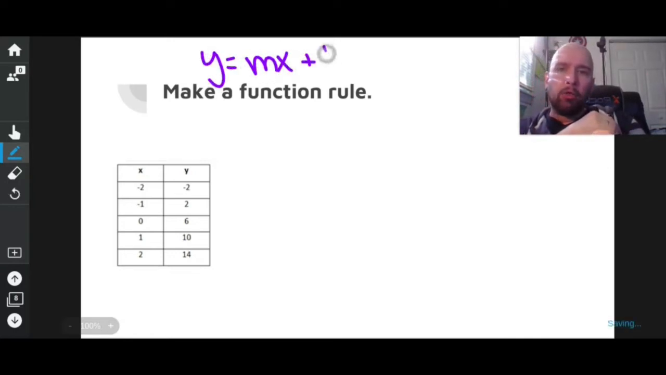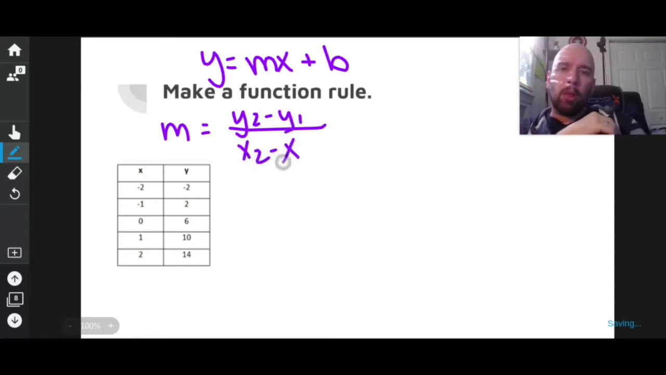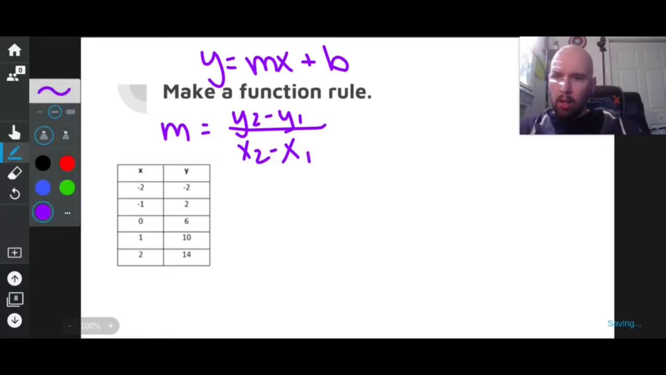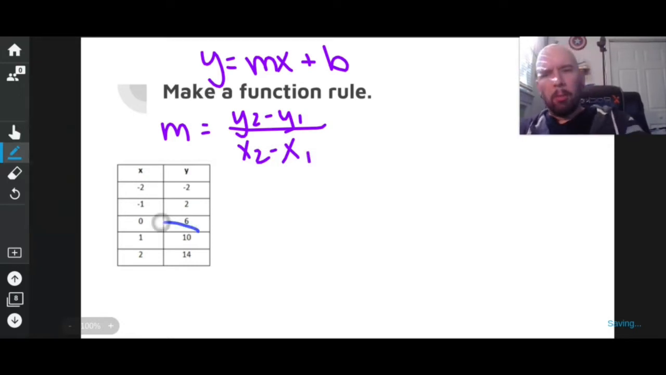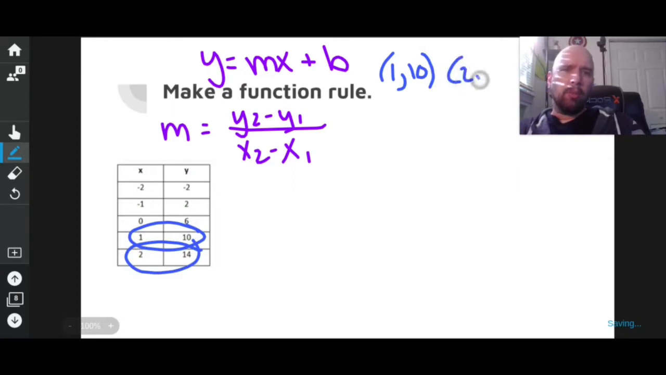Same exact procedure. I have to find out what my slope is first. So that's my slope formula, y sub 2 minus y sub 1 over x sub 2 minus x sub 1. I don't like those negatives. Let me pick these points because they're positive. 1, 10 and 2, 14. X sub 1, y sub 1, x sub 2, y sub 2.